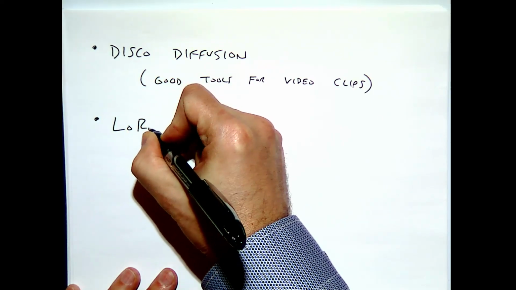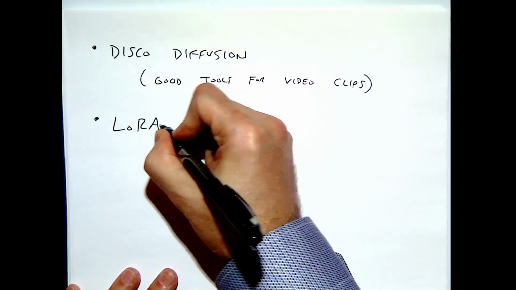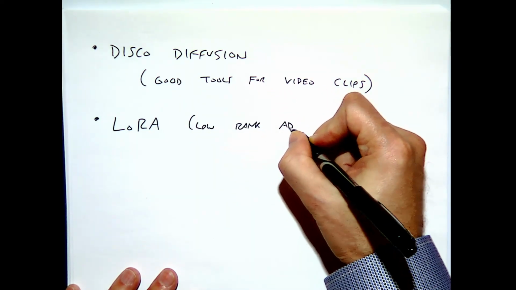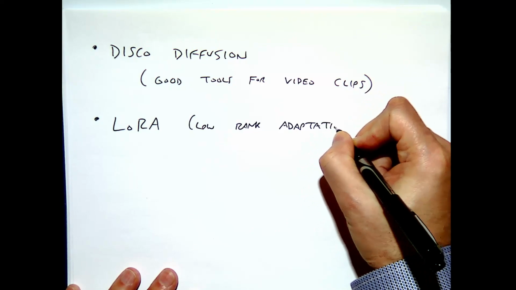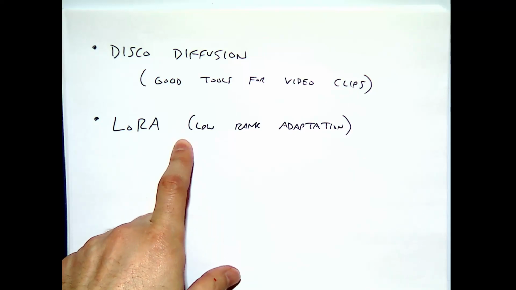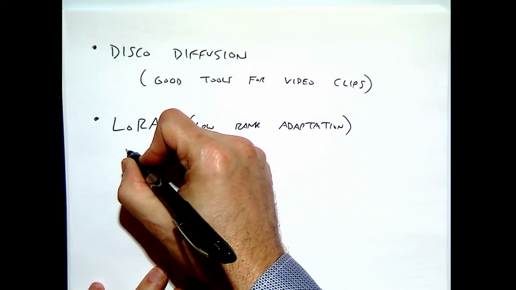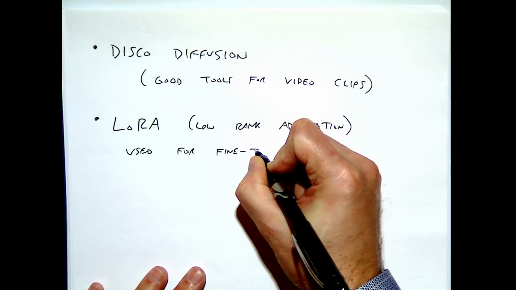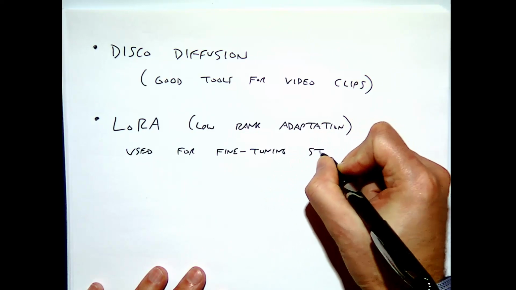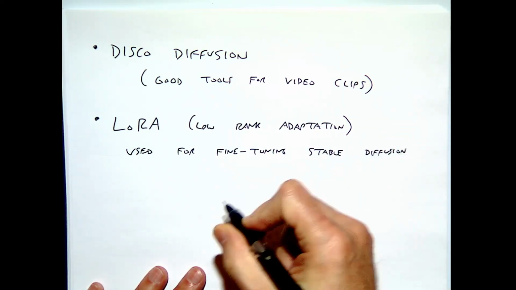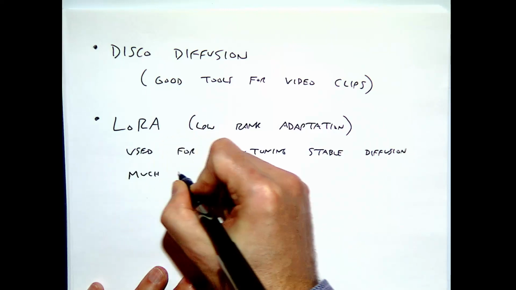LoRA, which stands for low rank adaptation, was actually something that came out of a totally different world, right? This was originally, I believe, a natural language processing contribution. But this is used for, again, this kind of fine-tuning of Stable Diffusion models, much faster than something like DreamBooth.